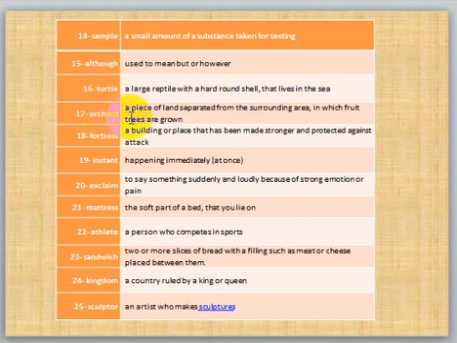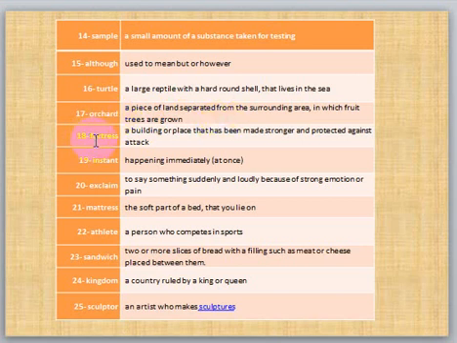17, orchard is a piece of land separated from the surrounding area. Separated means far from the area you live in, in which fruit trees are grown. In another word, it's land where you plant fruit trees. This land is far from where we live. Okay, it means orchard.